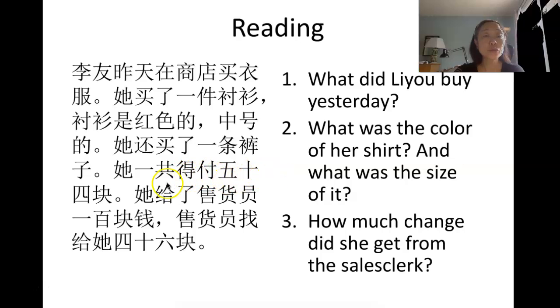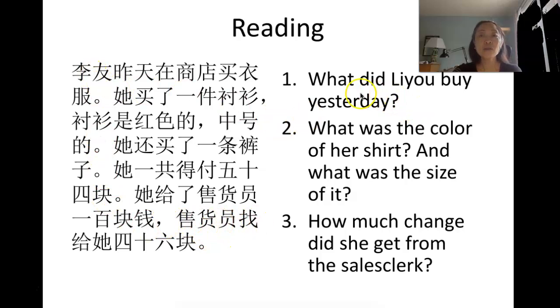她一共得付54块。She, together, must pay $54. So, altogether, she had to pay, or she must pay $54. 她给了售货员100块钱。She gave the sales clerk $100. 售货员找给她46块。好，找 is the verb. When you say someone gives some, like a salesperson gives the customer change. So in this case, the sales clerk gave $46 of change to Leo.